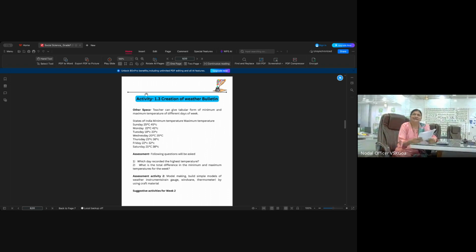So, this is the activity designed for week 2, creation of weather bulletin. See that the child participates. There's maximum participation and involvement of the child in each activity.